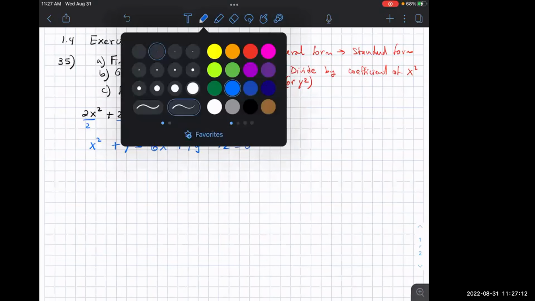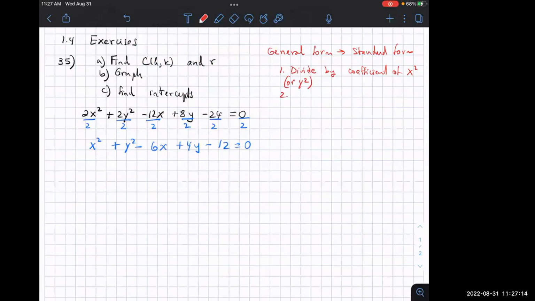The second step is you want to reorder: x squared and x next to each other, y squared and y next to each other, okay? And the constant on the other side of the equal sign. So I'm going to start with x squared minus 6x. Oh, and don't forget to leave a space. Plus y squared plus 4y. We're preparing for completing the squares.